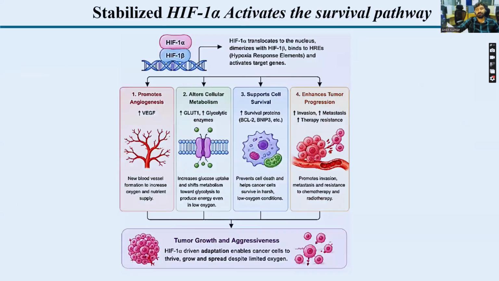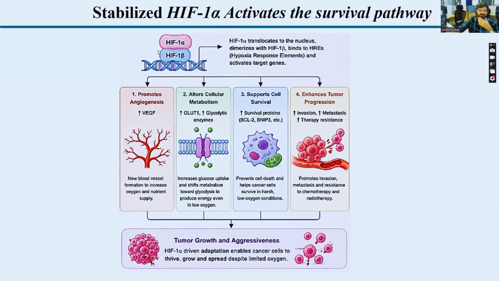Now coming to the very important thing: in presence of limited oxygen, in hypoxia, HIF-1 alpha is stabilized. Now this HIF-1 alpha will start accumulating inside the cell, and finally it will start getting translocated inside the nucleus.